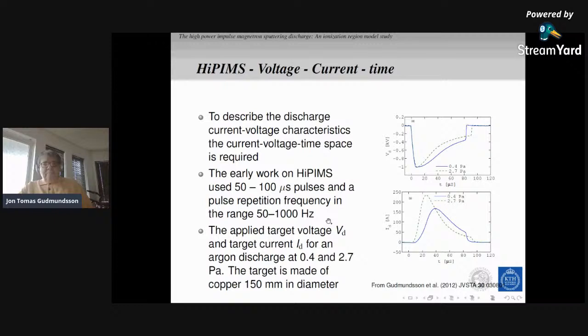The early HiPIMS discharges that were created maybe 20, 25 years ago used a power supply that was not really able to maintain the voltage pulse throughout the pulse. So the voltage dropped as time progressed. So this is what we see in this graph. This is more of a historical figure.